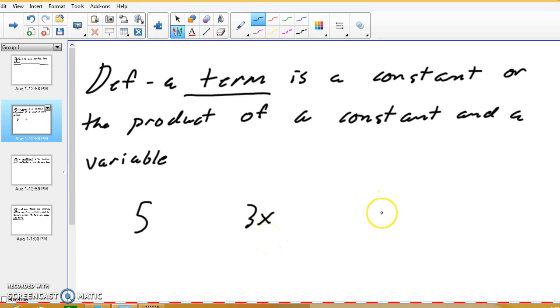Or let's say it's n cubed. That is the product of a constant and a variable. The constant happens to just be 1, but it's the product of a constant and a variable that just happens to be raised to the power of 3. So if you see anything like this, whether it be just a constant or a constant with a variable, that is what we call a term.